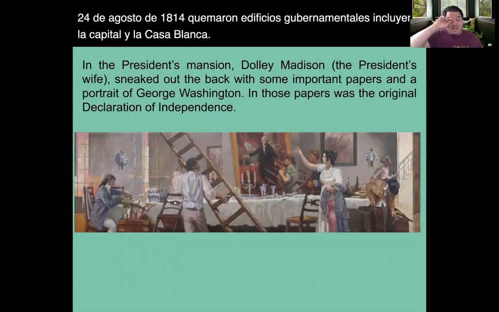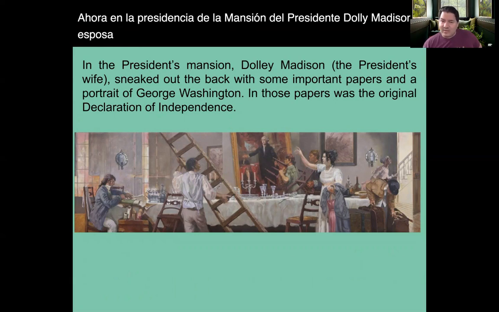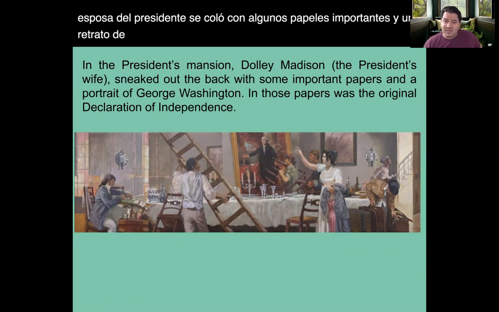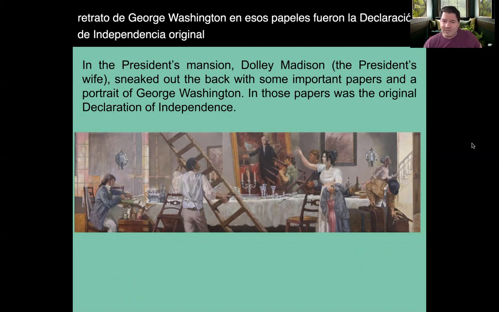As mentioned, Dolly Madison, the president's wife, snuck back in with some important papers and a portrait of George Washington. In those papers was the original Declaration of Independence, and they were saved due to her heroic efforts.